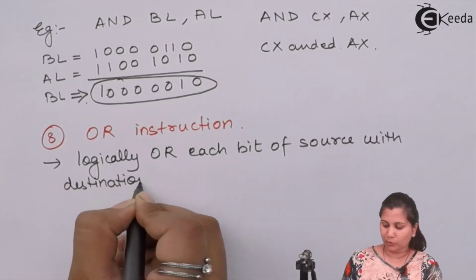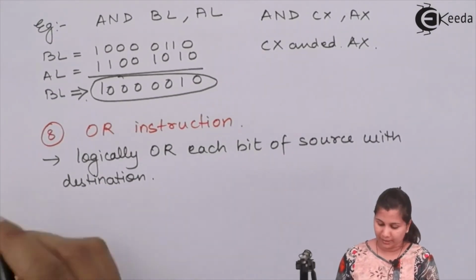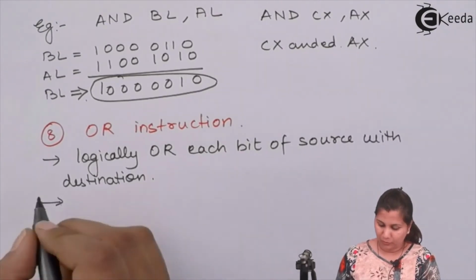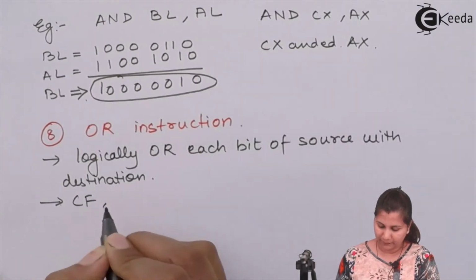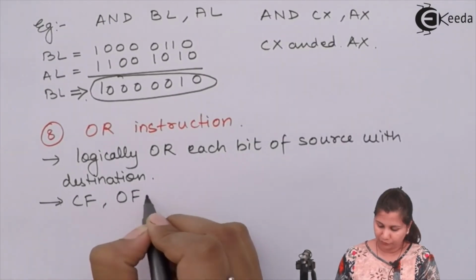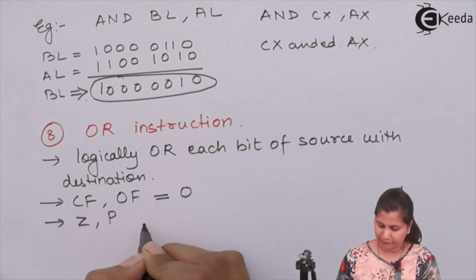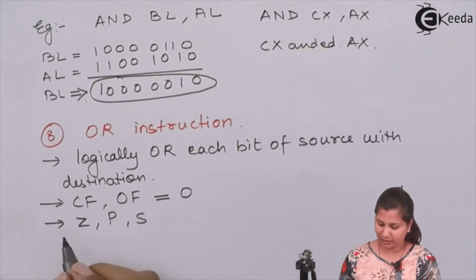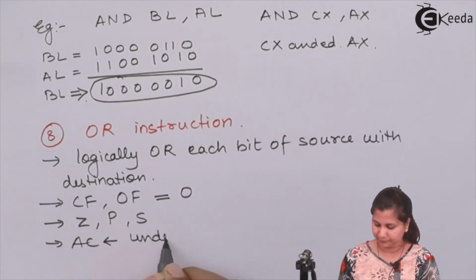So this is also going to logically OR each bit of the source and the destination. Here, flags are also modified just like the logical AND. The carry flag and the overflow flag are made 0. Zero flag, parity flag, sign flag will be affected, and the auxiliary carry flag is undefined.